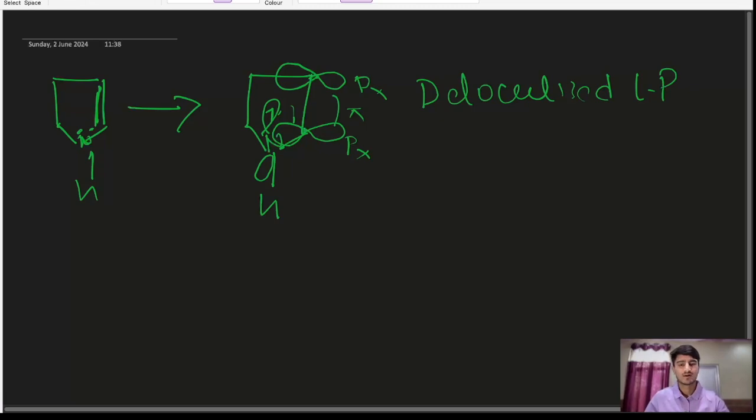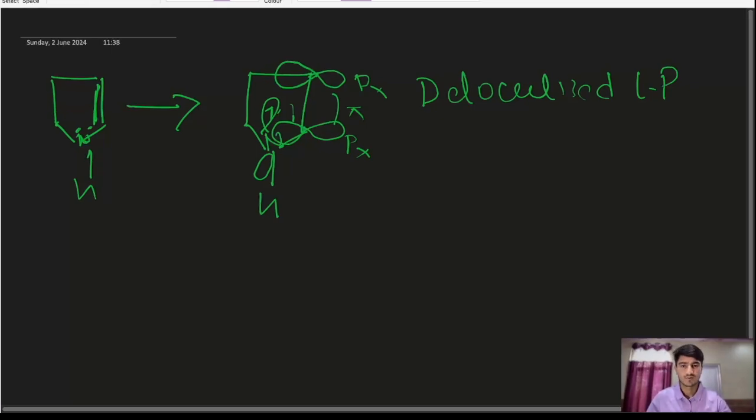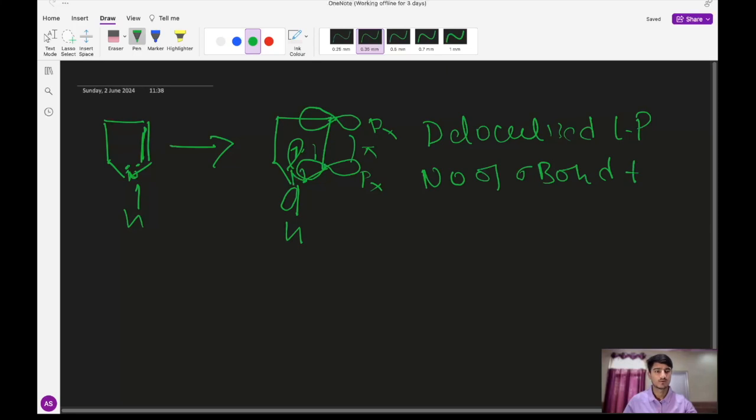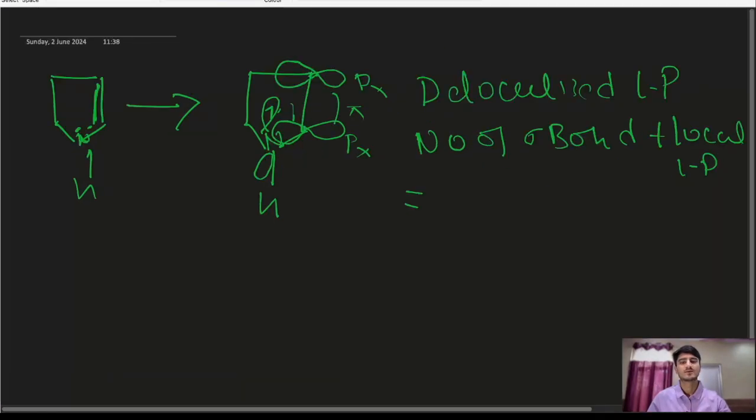So if we have to calculate this hybridization, number of sigma bonds plus localized lone pairs will come as number of sigma bonds 1, 2, 3 and number of localized lone pairs 0. So it is sp2 hybridized.